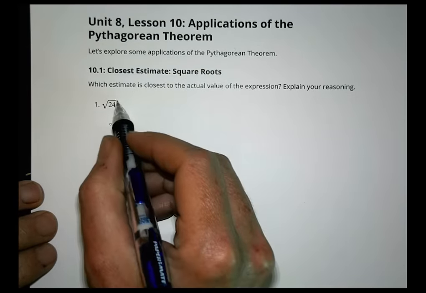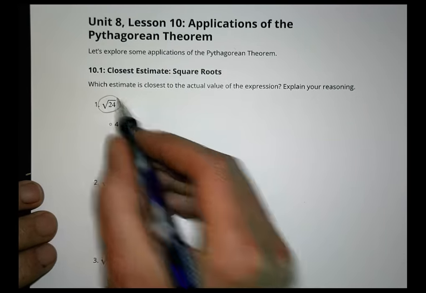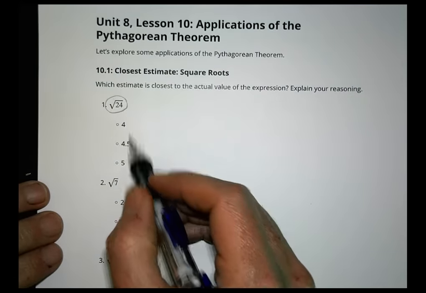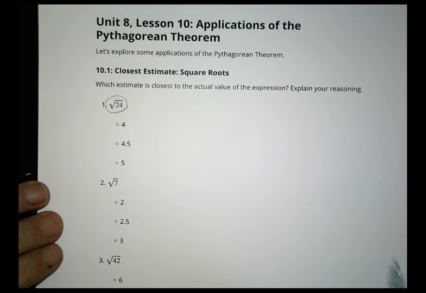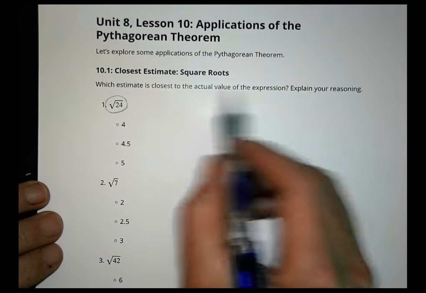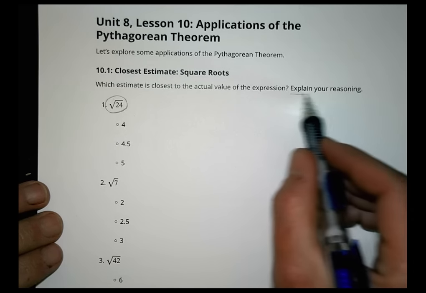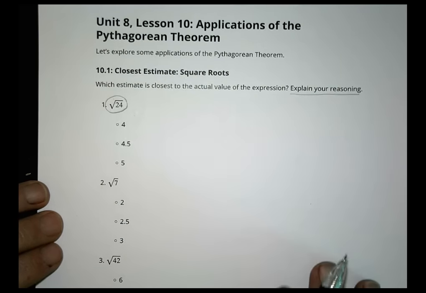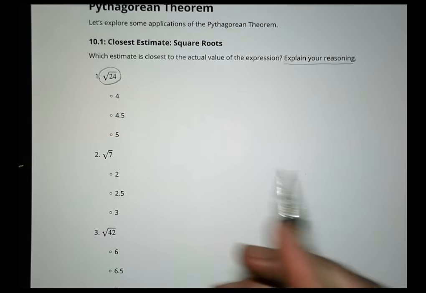So we're going to look at a square root like the square root of 24 and decide, okay, what is that closest to? 4, 4.5, or 5? And you want to figure out what it actually is going to be closest to and explain your reasoning here. And we have several of these to take a look at today. So we can first of all take a look at the square root of 24.